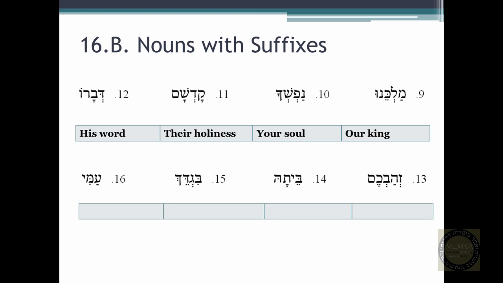Number 13, zehavkem, your gold. Beitāh, her house. Bigdēkh, your garment. Ammi, my people.